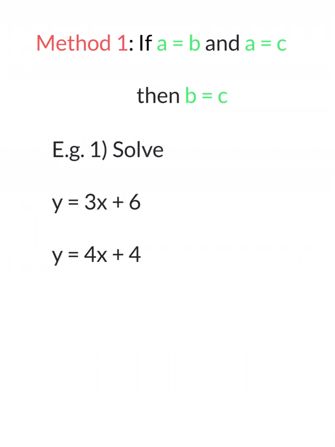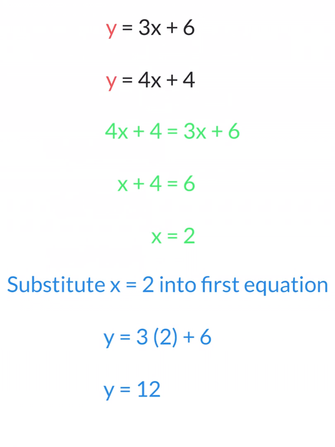So our first one, if y equals 3x plus 6 and y equals 4x plus 4, how do we solve this? Notice that we have y equals in the first one and y equals in the second one, which allows us to use the rule at the top for method one. So with that in mind, that allows us to have 4x plus 4 equal to 3x plus 6.